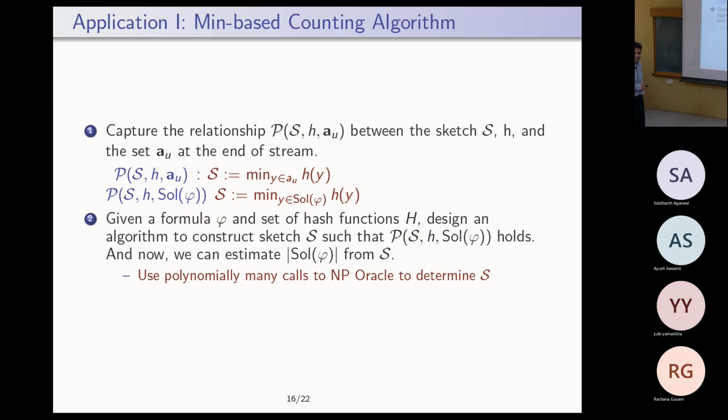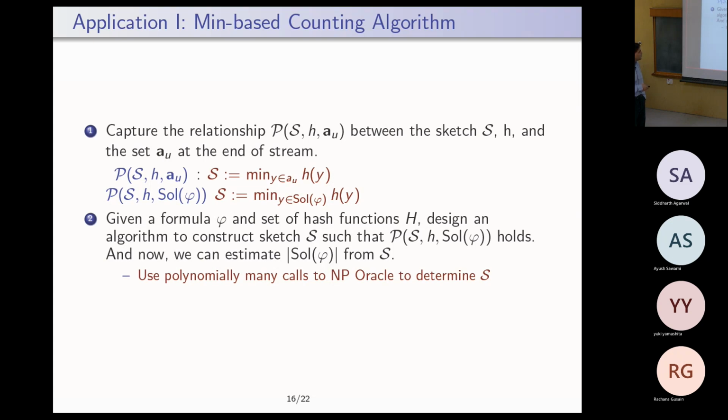Is it interesting to actually study the exact number of queries, like the finer analysis? Yeah, actually we do that. And we get an algorithm which matches the best known algorithm for DNF counting.